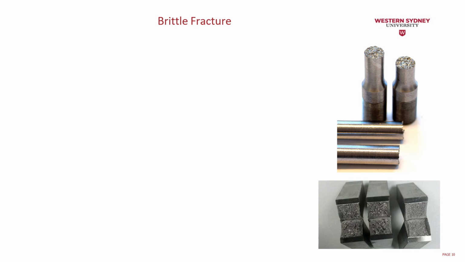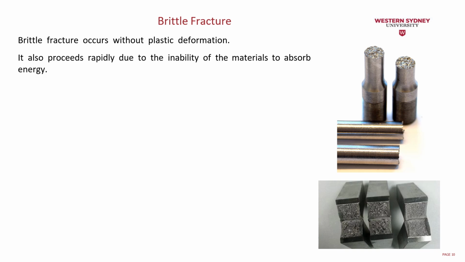Now we're going to the brittle fracture, which is a little bit different from the previous one. Brittle fracture occurs without plastic deformation, so it happens suddenly. That's why you can see that the shape here is not elongated. It's just a flat surface which has been broken. It also proceeds rapidly due to the inability of the material to absorb the energy.